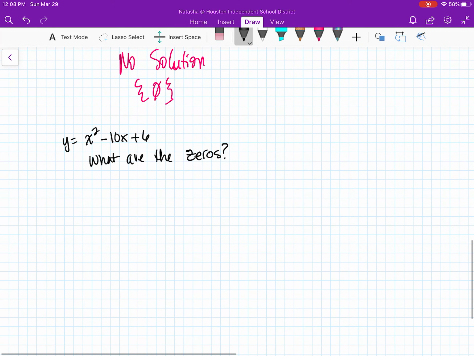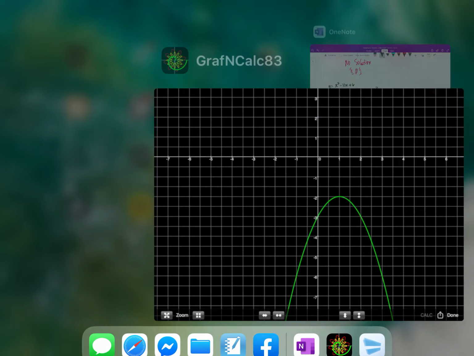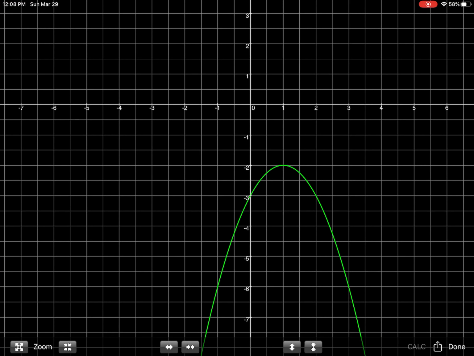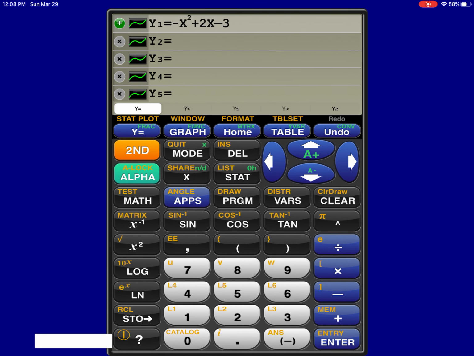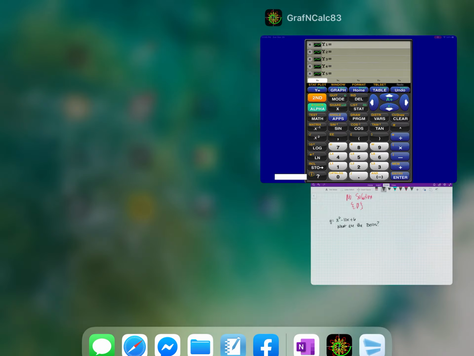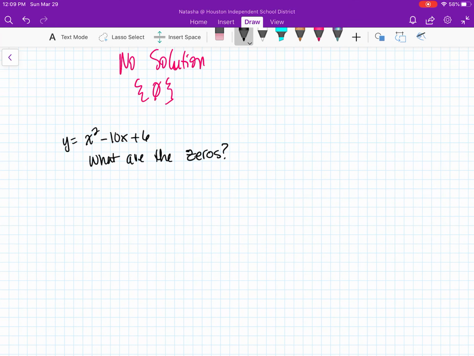All right, so we have our new quadratic equation. We have x squared minus 10x plus 6. We want to know what the zeros are. So I'm going to go ahead and do this using our graphing calculator, just because I think it'll be easier and quicker.